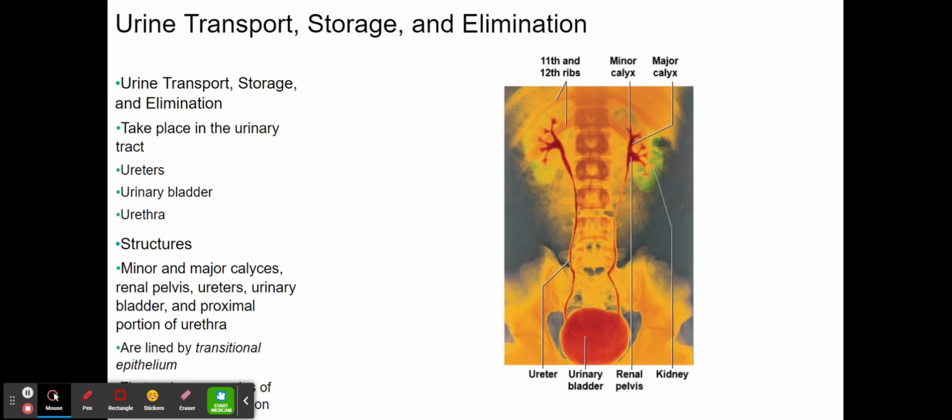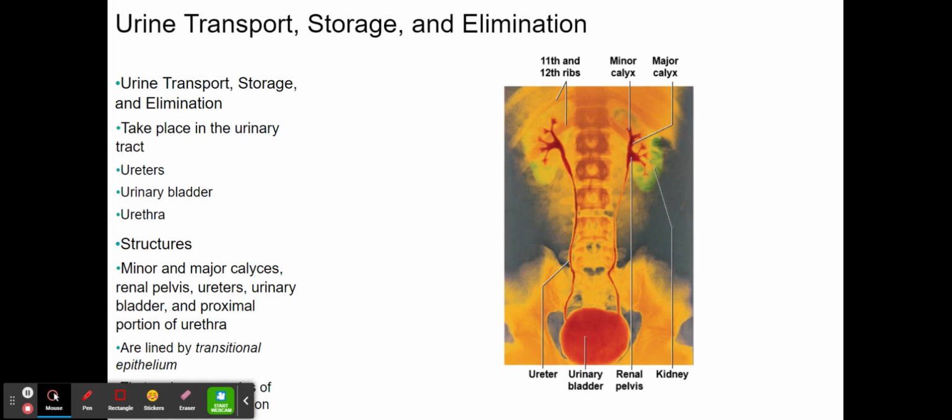So filtrate modification and urine production end when the fluid enters the renal pelvis. The urinary tract, which are the ureters, the urinary bladder, and the urethra, transports, stores, and eliminates urine. A pyelogram is an image of the urinary system. It's obtained by taking an X-ray of the kidneys after a radiopaque dye has been administered intravenously. Such an image provides an orientation to the relative sizes and positions of the main structures.